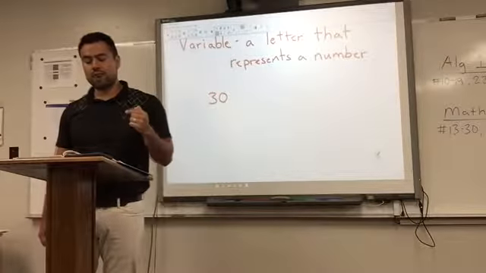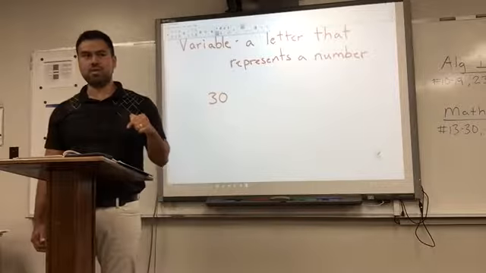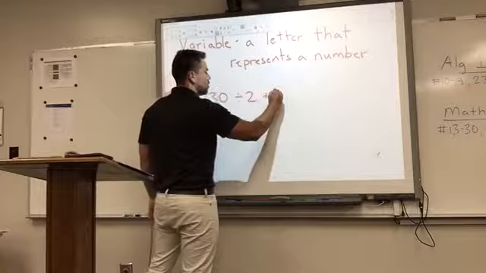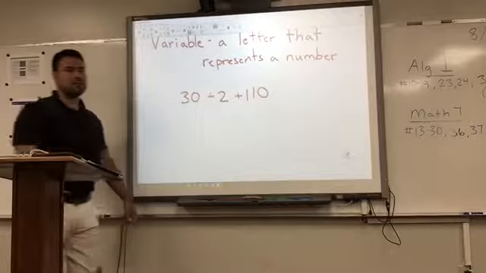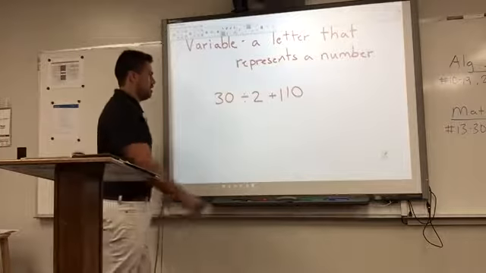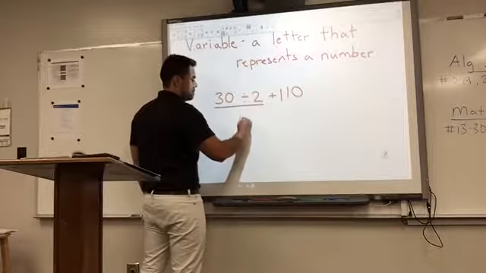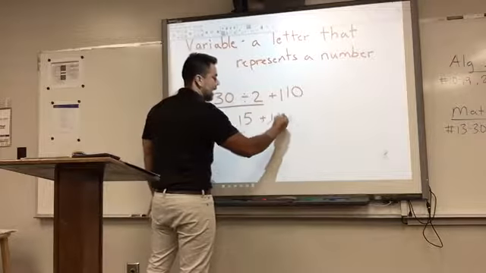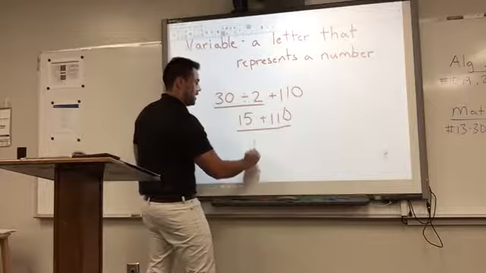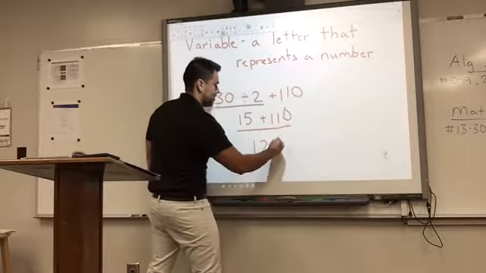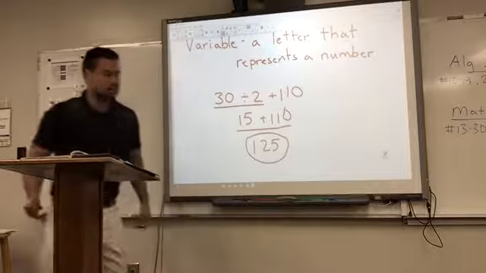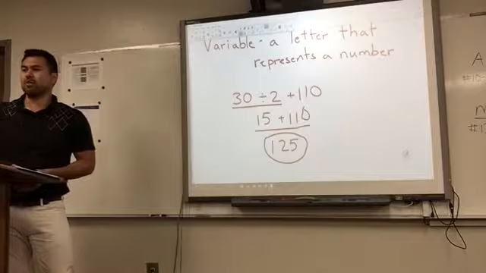If you want to find out what my systolic blood pressure is, you take my age, you divide it by 2, and then you add 110. That's how you get my blood pressure. Let's work this out, order of operations style. What do we do first? And what do we get? 15, and then we add that 110 and we get 125. That's my normal systolic blood pressure. That's me, a 30-year-old.